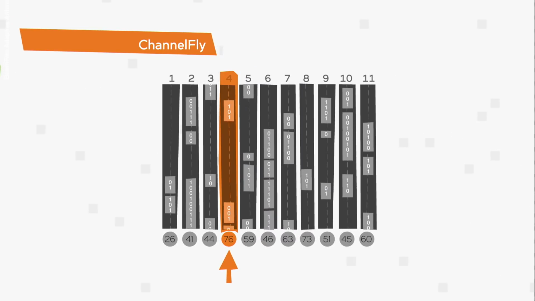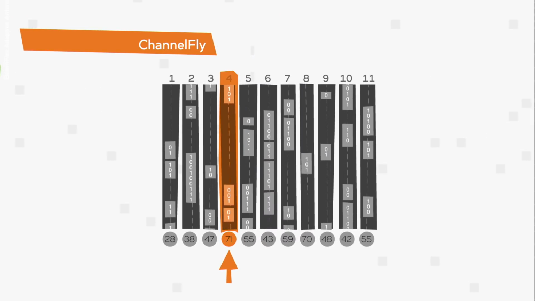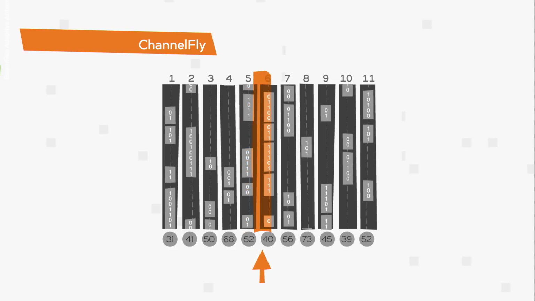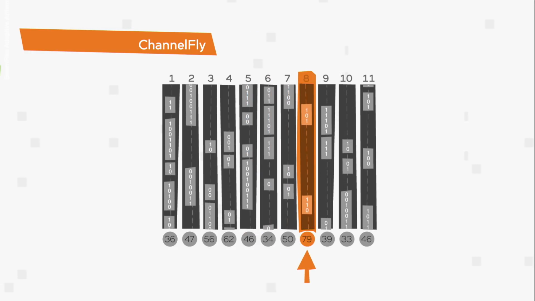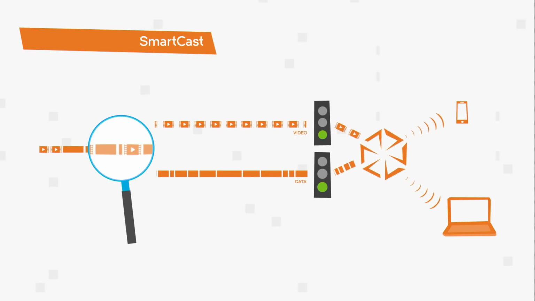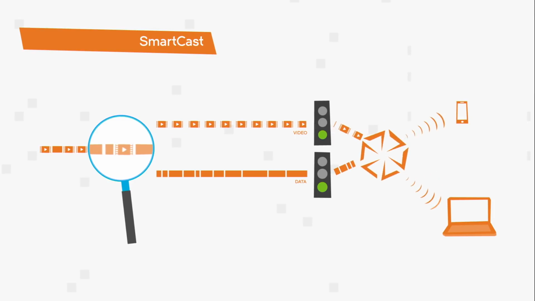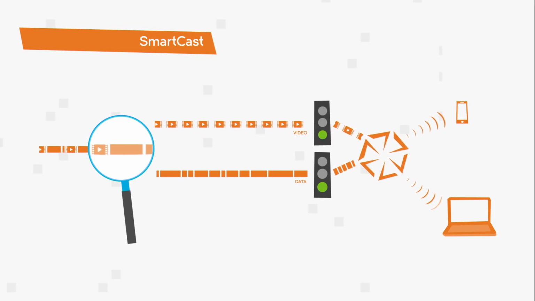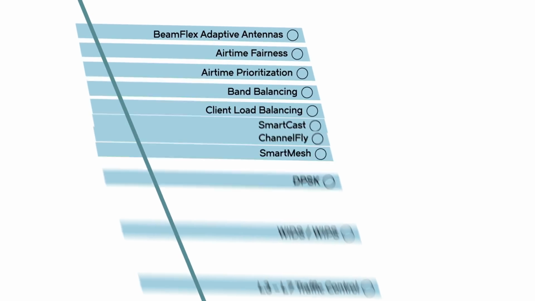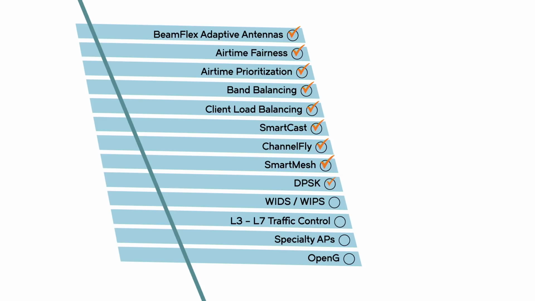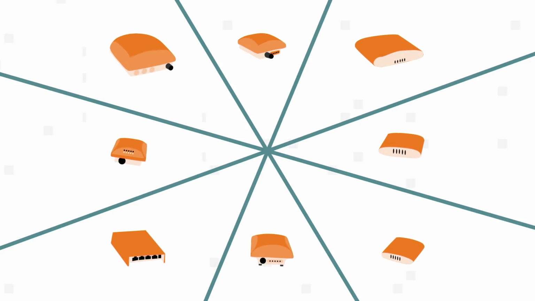Channel Fly technology leverages machine learning to automatically find the least congested channels and helps deliver great performance in high interference and dense environments. Our SmartCast technology optimizes the application handling and delivers standout results in highly dense environments. The list goes on. If you keep having problems, we'll keep having solutions. We offer the most comprehensive portfolio of APs to meet all your needs.